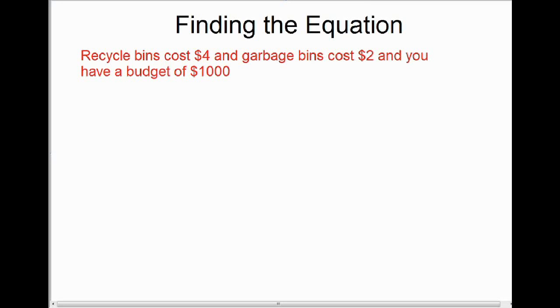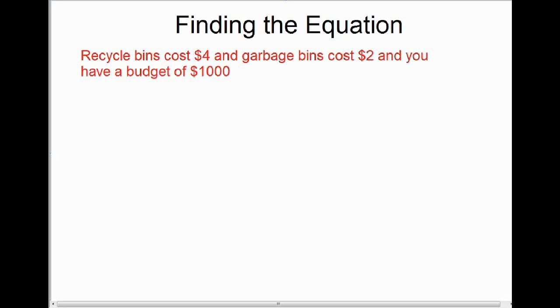What we're going to talk about next with linear equations is finding the equations given different pieces of information. The first example we're going to look at is a real-life example. Suppose you're the superintendent for a building, and you need to buy new recycle bins and new garbage bins. You've got a budget of $1,000, and you know recycle bins cost $4 and garbage bins cost $2, and you want to think about how many of each you want to buy. You want to know how many you can afford if you buy a certain number of one or the other.